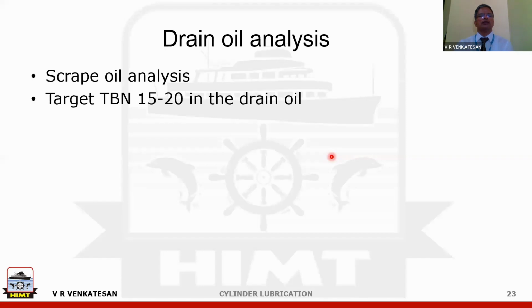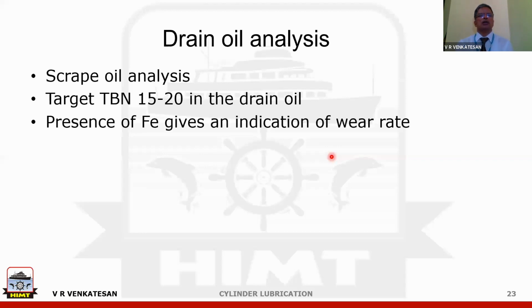If you have around 15, this is typically given for after neutralizing a higher sulfur fuel. So something like 15 to 20 should still be in the drain oil. And oil should be there first of all. And then you should not have much iron in the oil, because iron is coming from ring wear and liner wear. So these are the techniques by which closer control is being achieved.